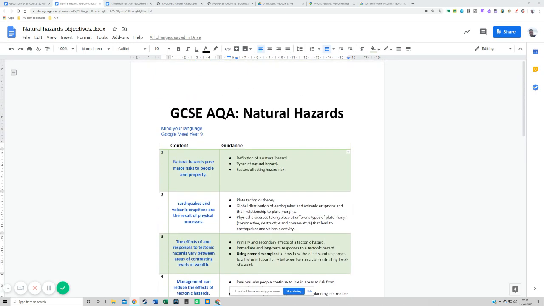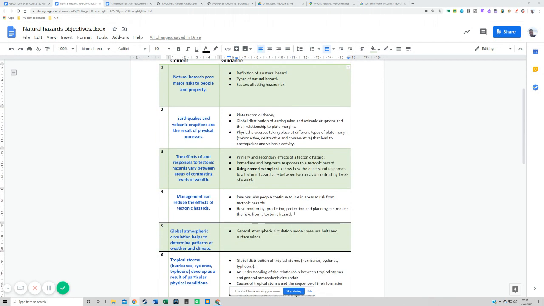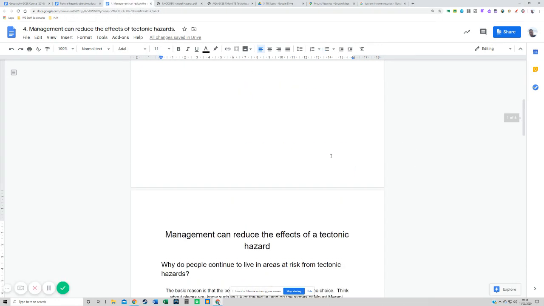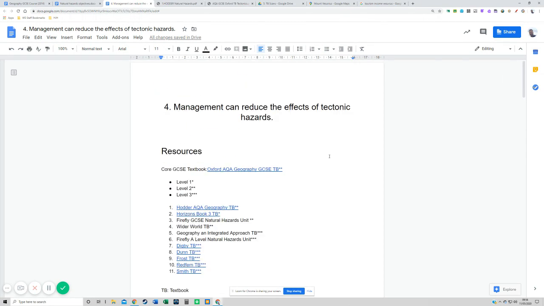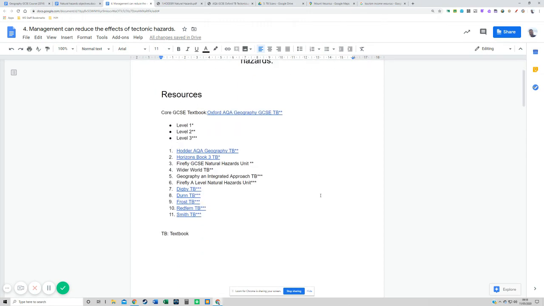Hello, today we're going to look at the AQA GCSE, the Natural Hazards Unit, and we're going to look at part 4, which is how management can reduce the effects of tectonic hazards. So if we click on that, we've got all the page references at the top.